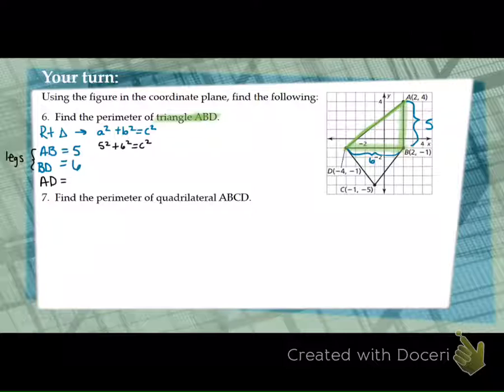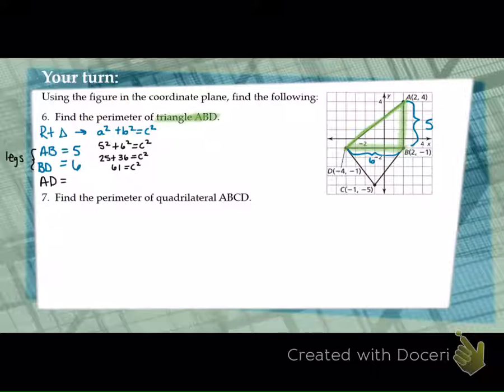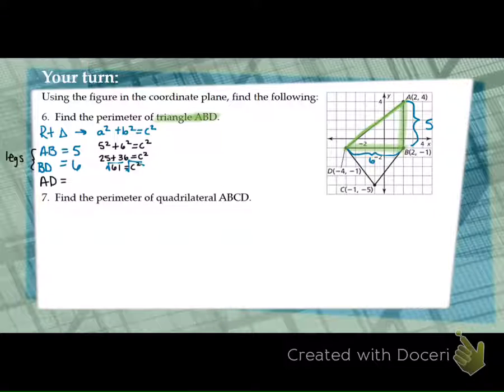I feel like we just did this problem. I was going to say. Since we just basically did this problem, I'm going to just write it up real quick here. Okay, so we take that off and we get the square root of 61 is c.